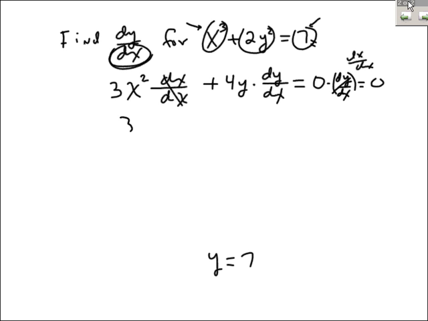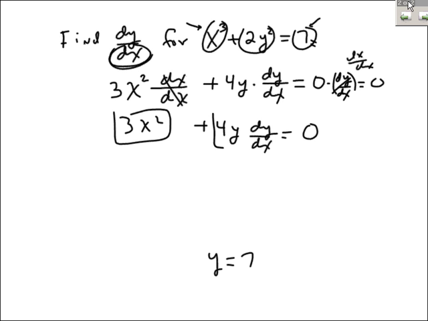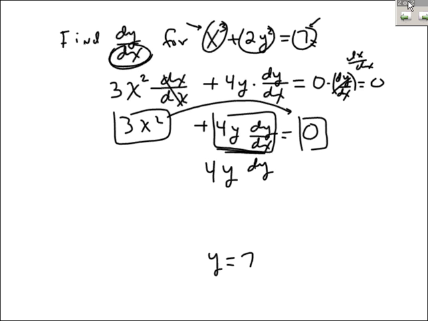Now, we have 3x squared plus 4y dy dx. This is equal to 0. And we want to solve for dy dx. These are the two terms. I'm going to solve for the term that has dy dx, namely this one, by bringing this to the other side. So positive 4y dy dx is equal to negative 3x squared.